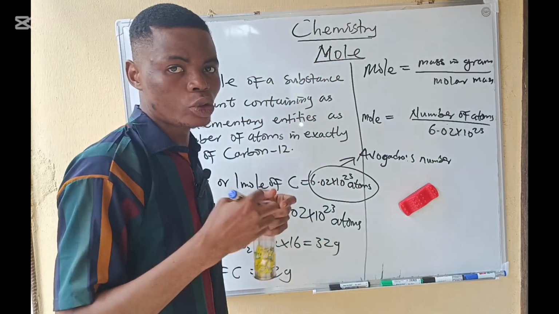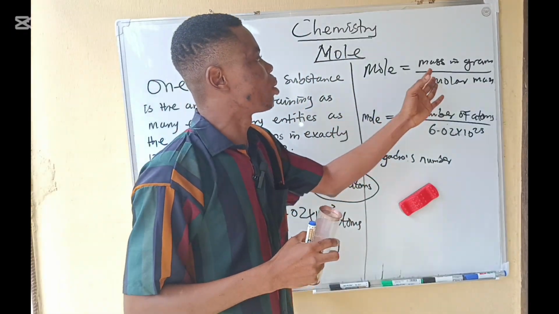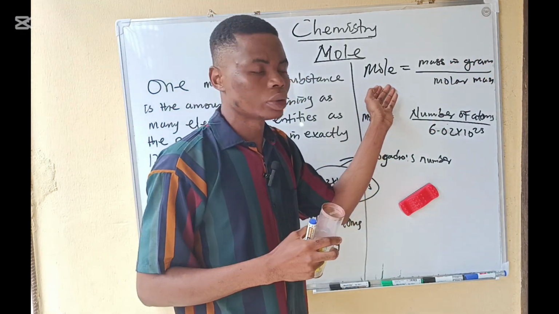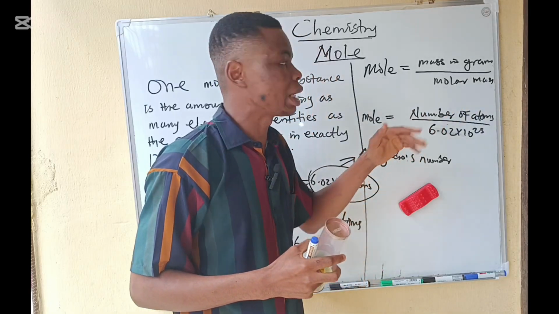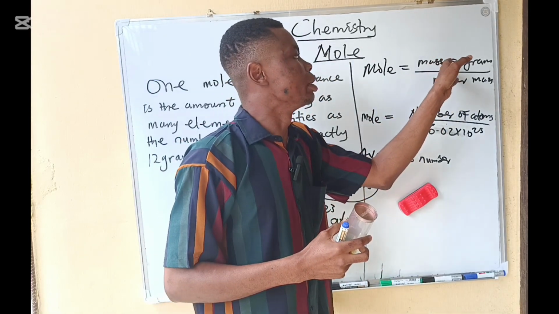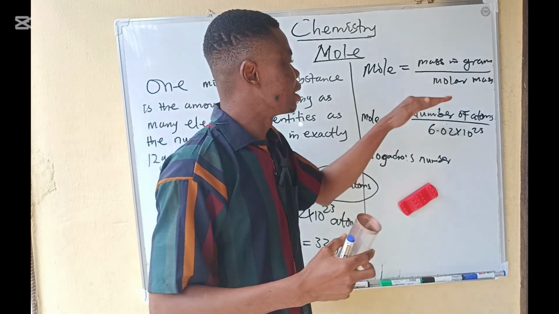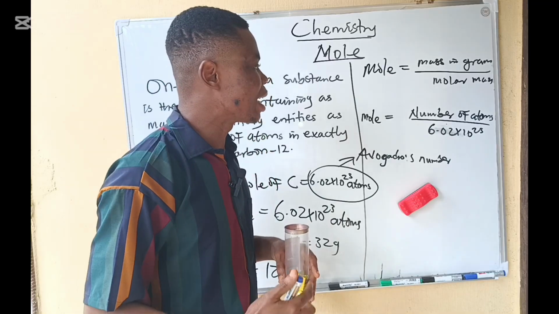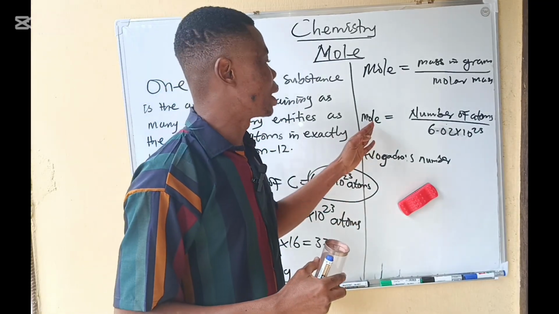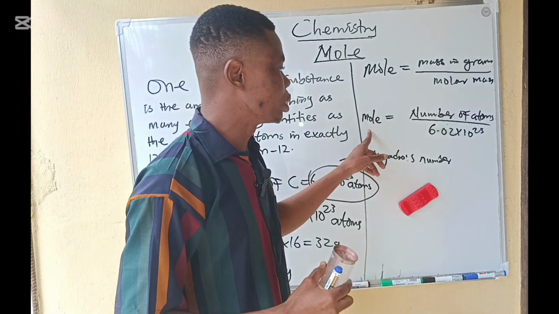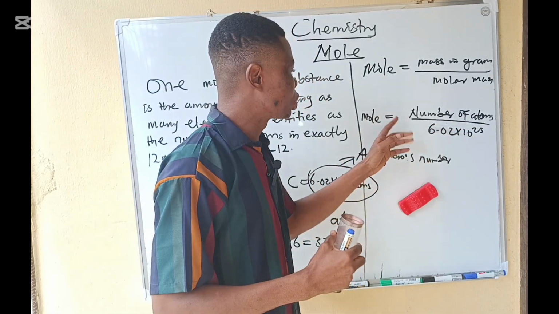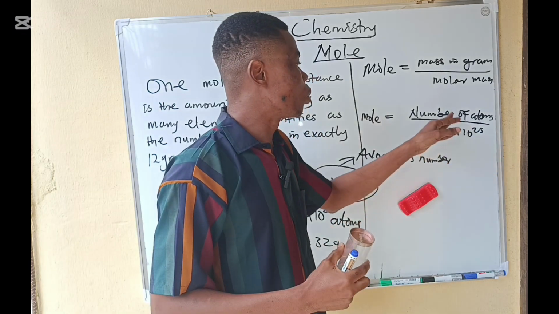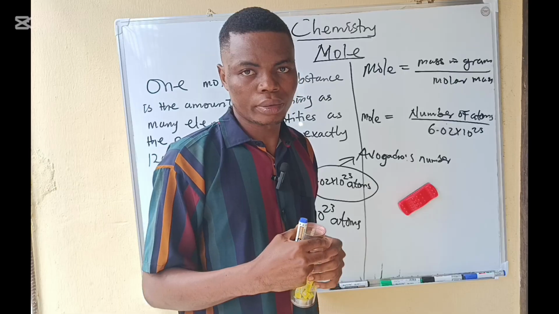When you are given a mass in grams of an element, and they ask you to find the number of moles, just calculate the molar mass of that element, then use the mass in grams that was given, that is the reacting mass, and divide it by the molar mass. That will give you the mole. But in the case where they ask you to find the number of atoms, when the mole is given, just multiply the mole by 6.02 times 10 to the power of 23. This will give you the number of atoms. Very, very simple.